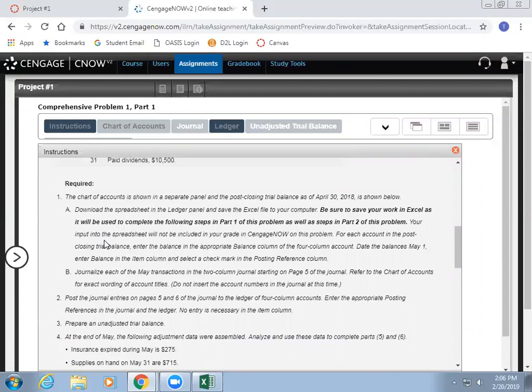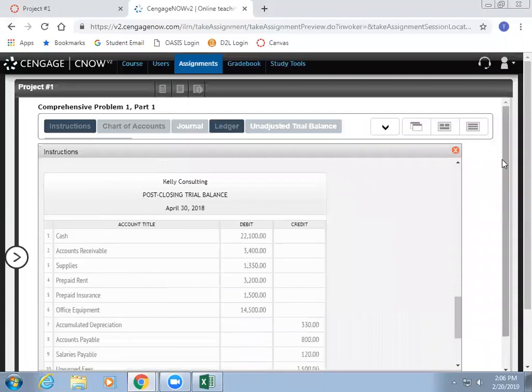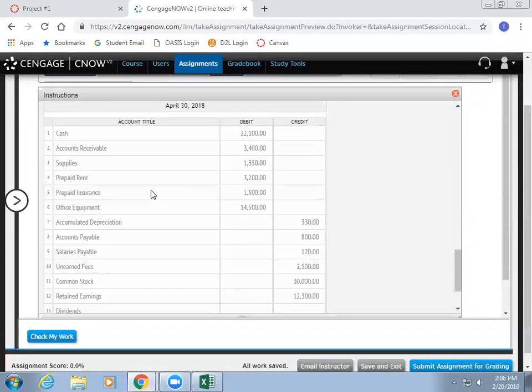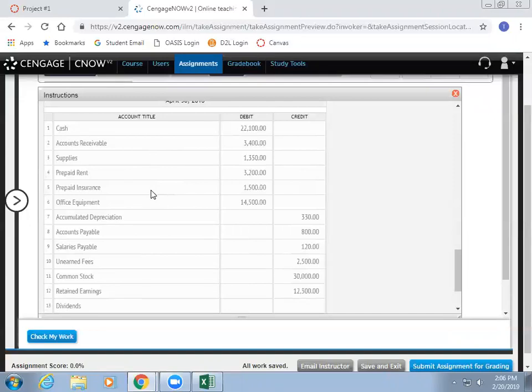So again, in the instructions, if you scroll down, you're going to see a post-closing trial balance. Those are the balances as of April 30th. You're going to take these balances and put them in your ledger as beginning balances. If you don't, then your ending balances will all be off. So step 1 will actually be taking these post-closing balances from April 30th and putting them in as May 1st beginning balances. You'll only put balances on the accounts that actually have a balance. Like dividends doesn't have a balance, so just leave it blank in your ledger.